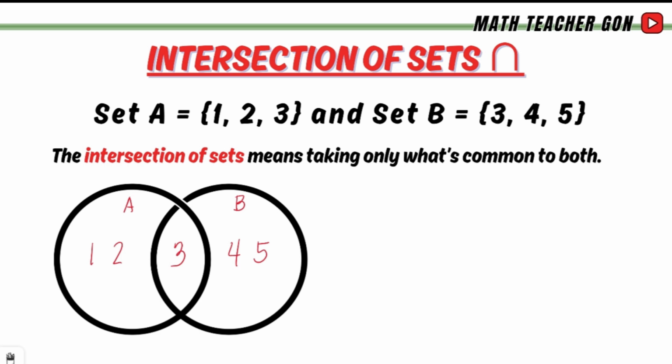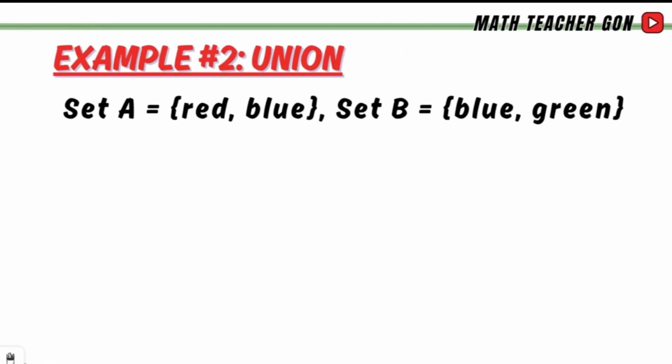So when you say intersection of sets, it means taking only what's common to both. So if we're talking about what's common to both, we will get the data in the middle, in this area. So what's the intersection of A and B? So that is 3. Got it? Let's proceed to another example.